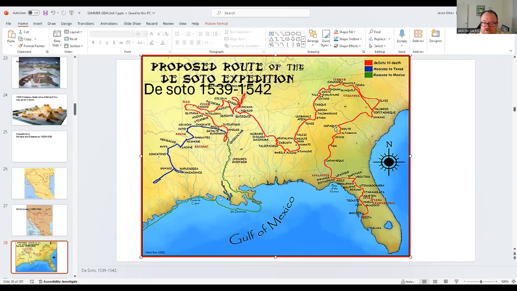Then he kind of wanders through Georgia and the Carolinas, crossing here, looking for gold. And then right around here, he mouthed off to the wrong native and got killed. And at that point, his group split up. Half of his group went off into Texas and were never seen again. And then the other half went down the Mississippi and then just kind of hugged the coastline until they got back to Mexico. So again, no gold.